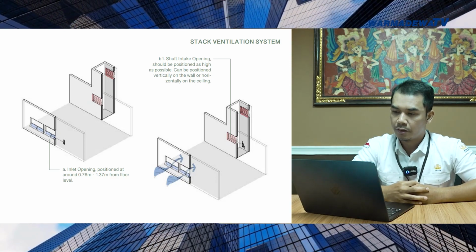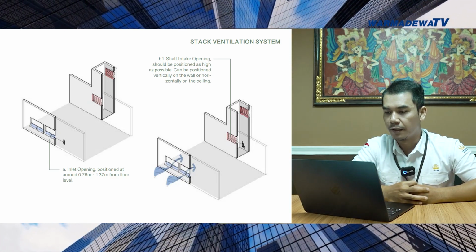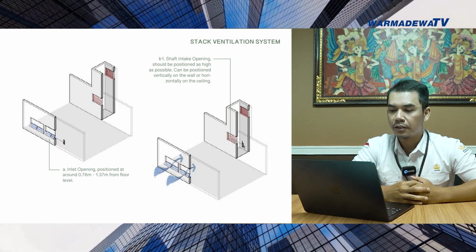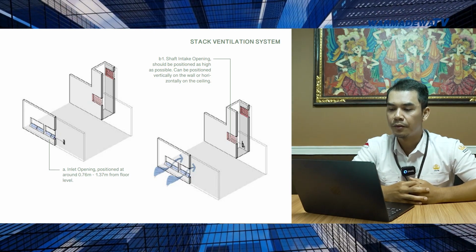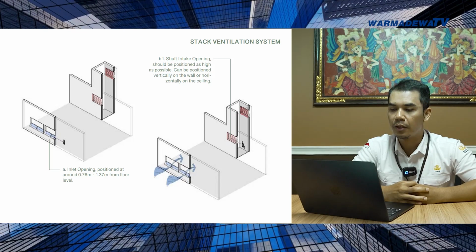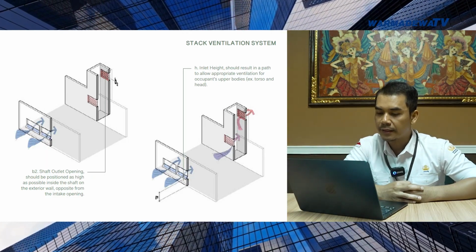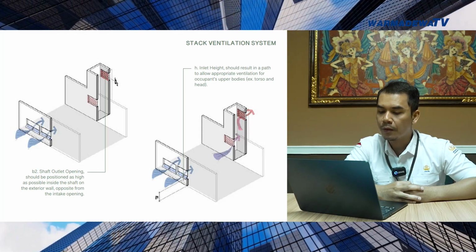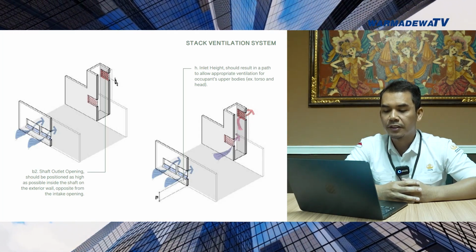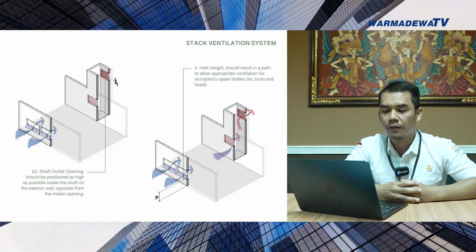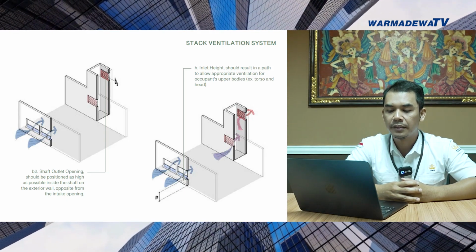B1 on the image indicates the shaft intake opening. This should be positioned as high as possible inside the room and can be positioned vertically on the wall or horizontally on the ceiling. Now, in the next slide, B2 shows the shaft outlet opening. This should be positioned as high as possible inside the shaft on the exterior wall, opposite from the intake opening.